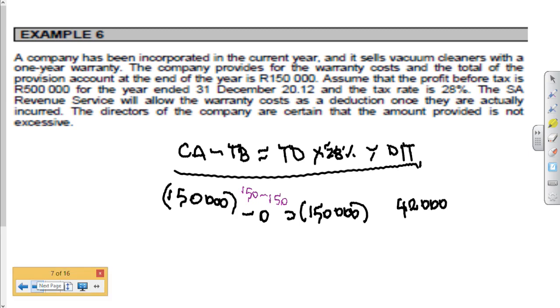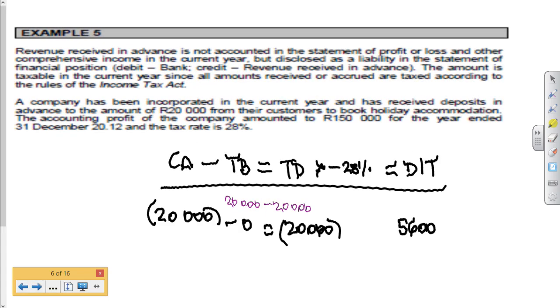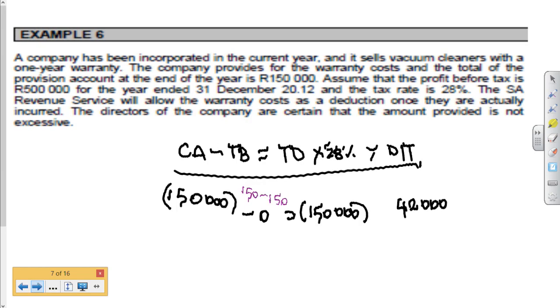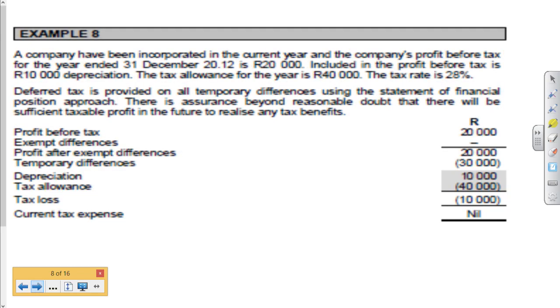Let me just see what was example 7. I skipped example 7. Okay, example 7 in your books is an example of a lease. It's something you're never going to come across in FAC3701, an installment sale and a lease. So I usually just ignore that example. When we do leases, which we do in FAC 3703, then we'll cover the deferred tax on that. It's not something you're going to come across in 3701.